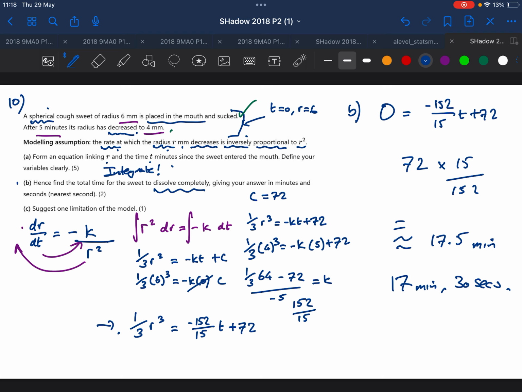Okay. Finally, suggest one limitation of the model. Well, one good thing to pick on in these kind of questions is this is suggesting... Is this suggesting a constant rate, though? I'm not sure that it is. It's suggesting that there's a uniform rate in how the radius shrinks, but does it take into account if the person gets tired? Because it's taking them 17 minutes.